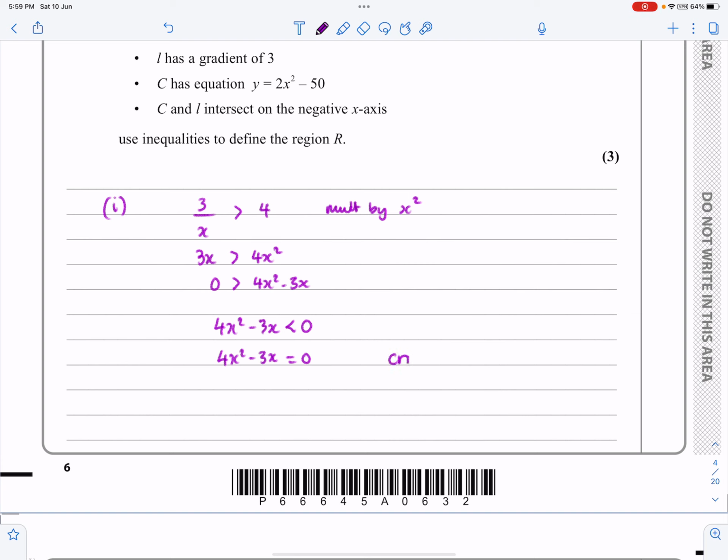And I'm going to use the words critical values. When I solve the equation, let's do that. x(4x minus 3), which is going to give me x equals 0, or 4x minus 3 equals 0. It's going to give me x equals 0 or x equals 3/4. Those two are the critical values that I can now draw a quick sketch of to find out where this thing is less than 0.